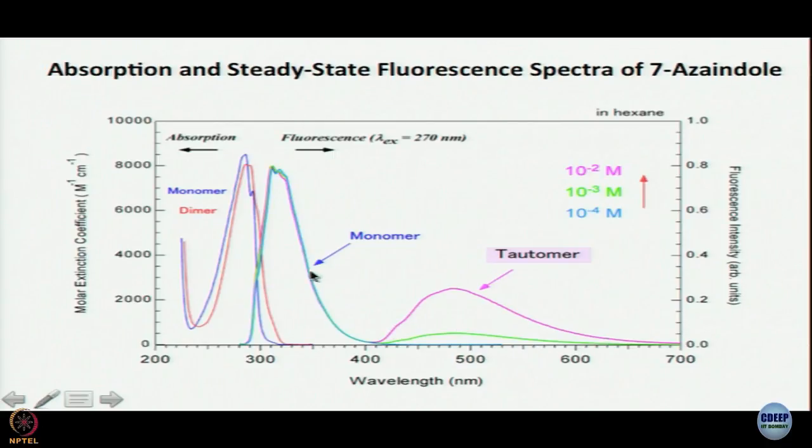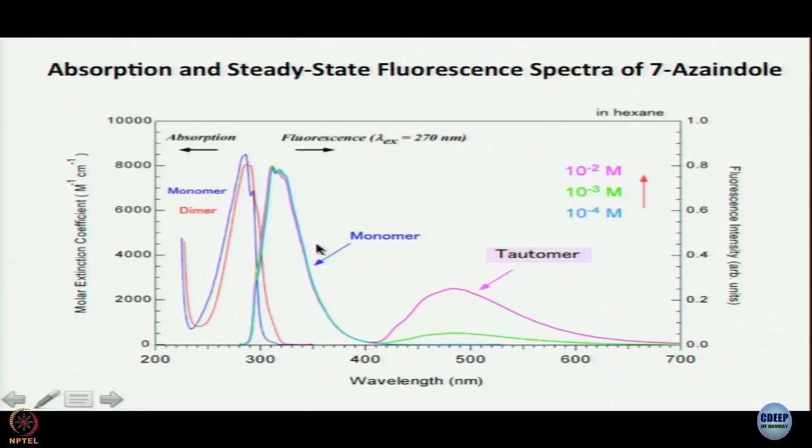Okay, these are the absorption and emission spectra at different concentrations of 7-azaindole. Do not think that dimers are formed at very low concentration, they are not. In fact, even for 10 to the power minus 4 molar concentration, which is pretty high for fluorescence, you do not get dimers. In absorption, you see there is a little bit of change. The blue one is monomer, and the red one is for dimer. As concentration increases from 10 to the power minus 4 molar to 10 to the power minus 2 molar, the absorption changes a little bit, there is a little bit of red shift, and the structure also changes.